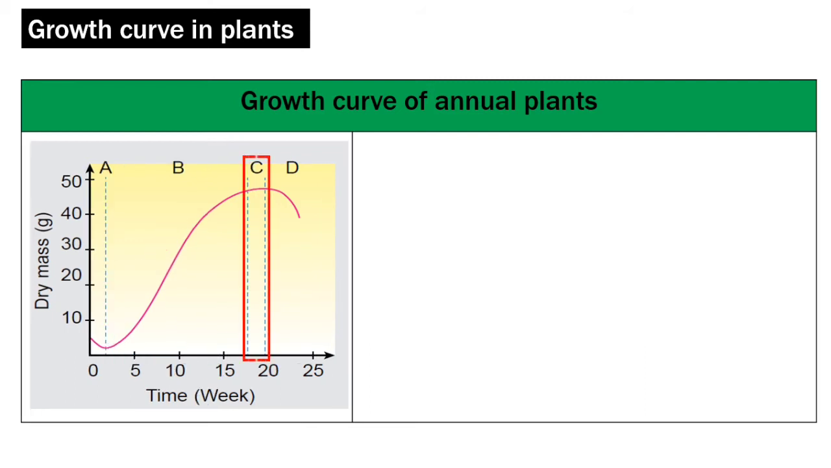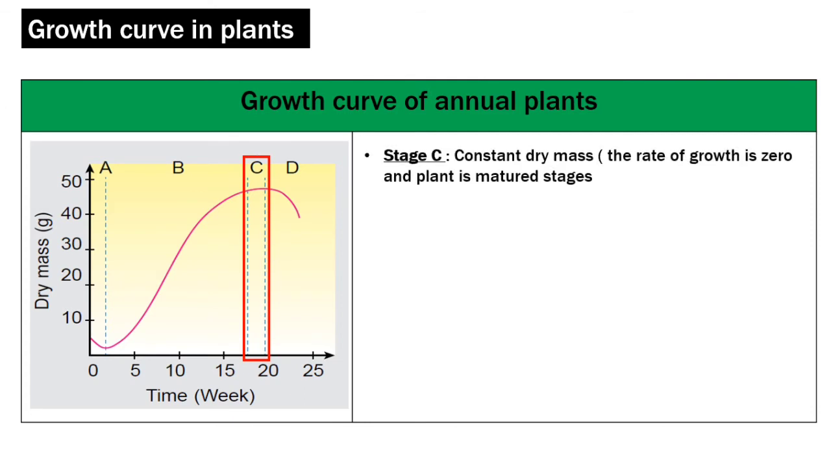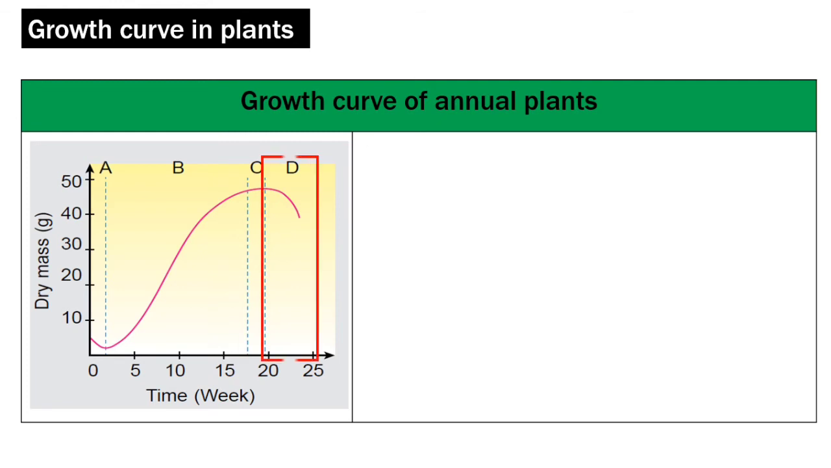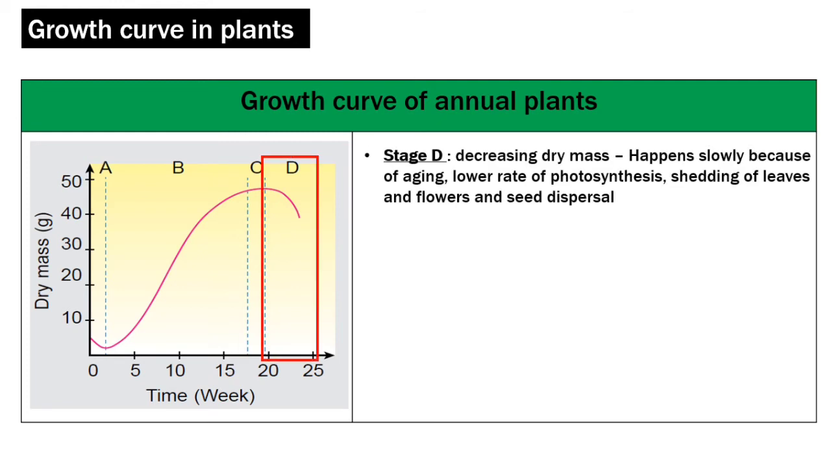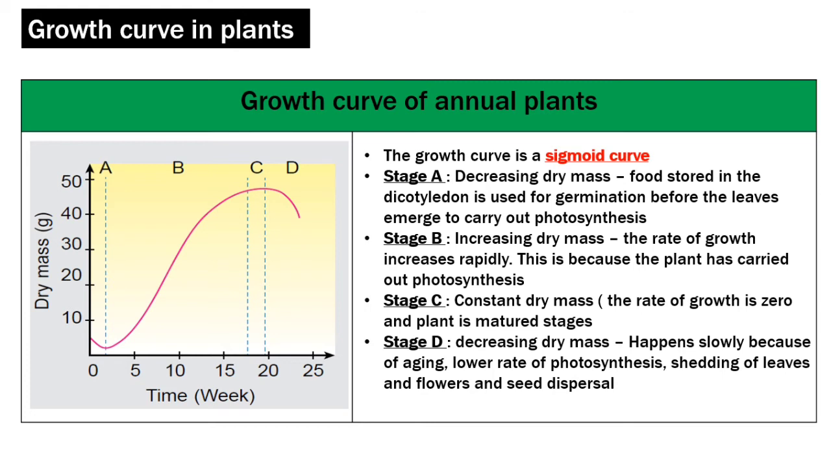The third phase is C. During stage C, constant dry mass. The rate of growth is 0 and the plant is at matured stage. And the last one is phase D. During phase D, decreasing dry mass happens slowly because of aging, lower rate of photosynthesis, shading of leaf and flower, and seed dispersal. So, decreasing dry mass. Okay, so this is the explanation of every stage during growth in the growth curve of annual plant.